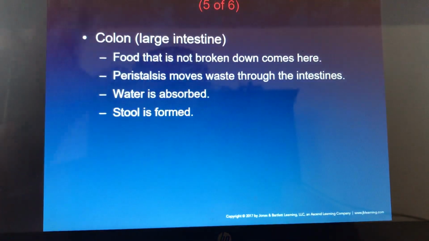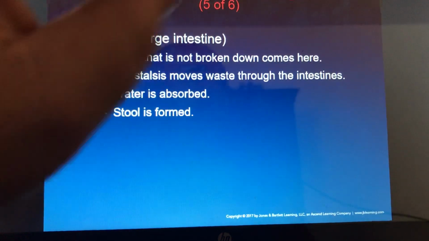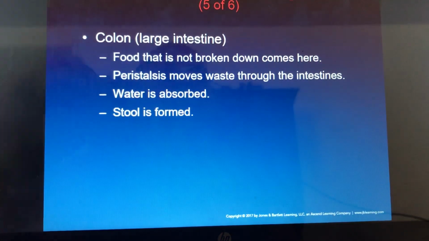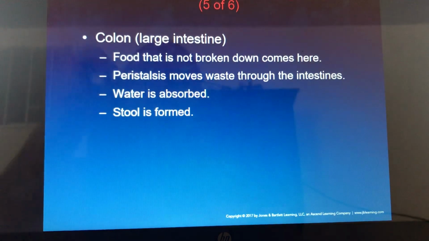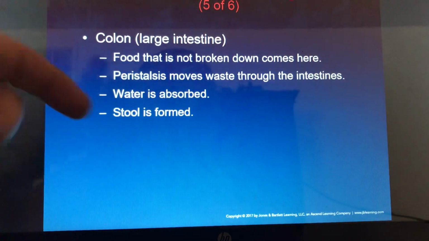All right, so now we talked about the small intestines and some of the things that can go wrong with it. Now we're going to move on to the colon. The colon, also known as the large intestines, has a separate job. It does not do any of the nutrient absorption. That is all small intestines. When it comes into the large intestines, aka the colon, what is looking to happen is water absorption.